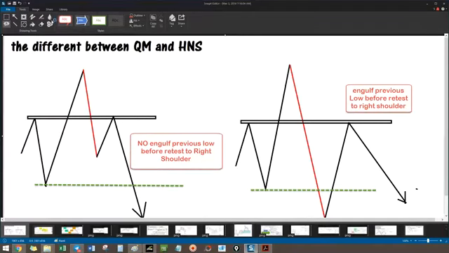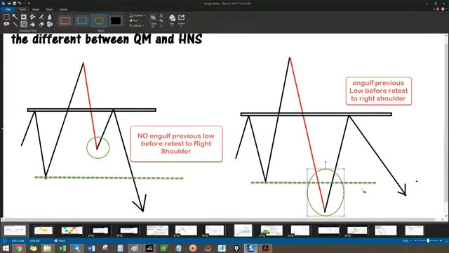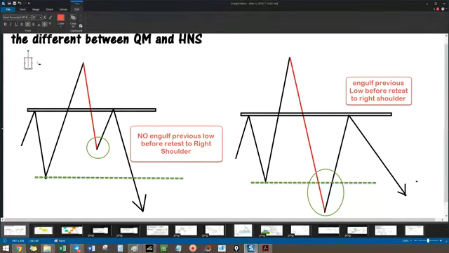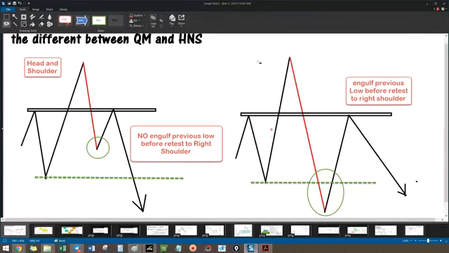Okay, so over here you can see the difference between HNS and QM. This is head and shoulder. This is Quasimodo.